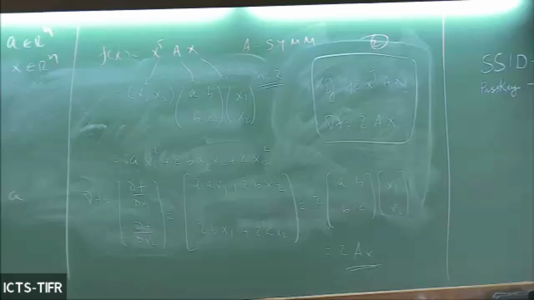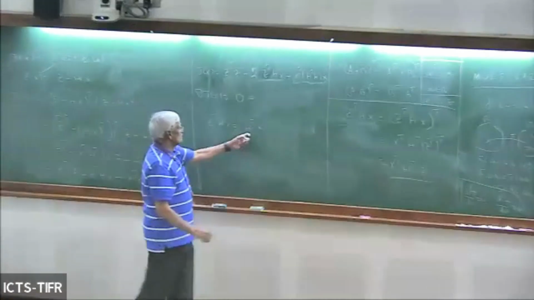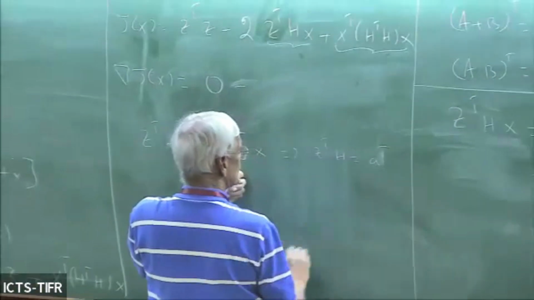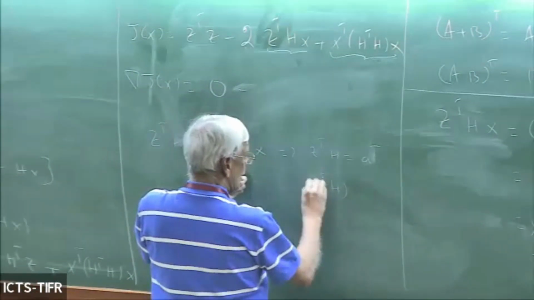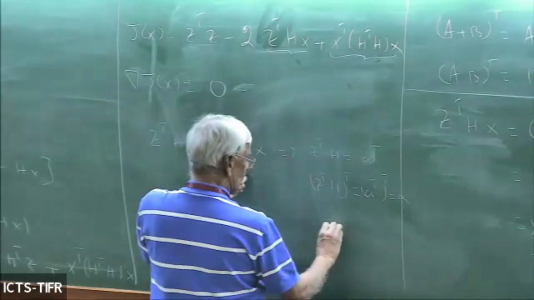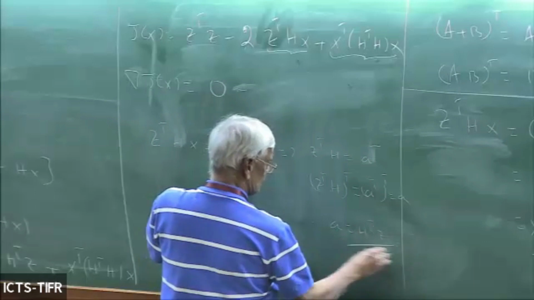Are you all with me? That's right. Now let's come here. I want to be able to rewrite this as a transpose x. So look, the 2, I don't have to worry about it, right? A constant always comes out of the derivative. So let z transpose H x be a transpose x. So what will that be? This implies z transpose H is equal to a transpose. So z transpose H, transposed, is equal to a transpose transposed, which is equal to a. Therefore, a is equal to H transpose z.